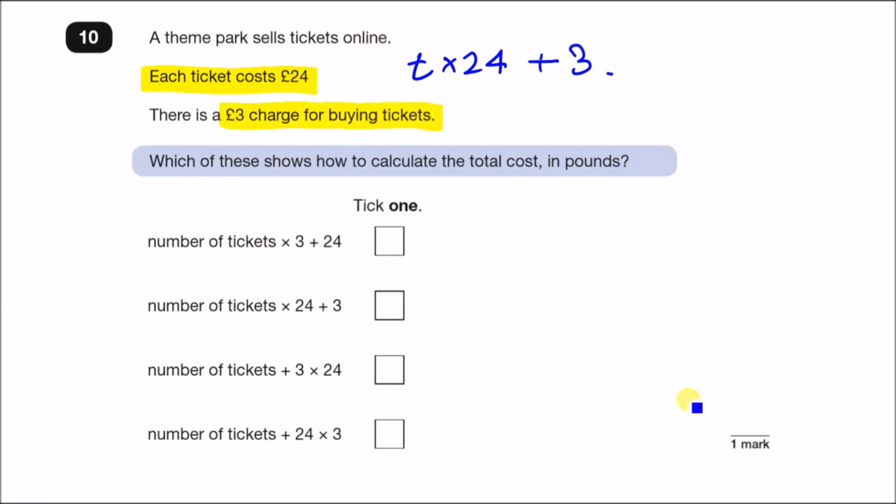Now, looking at the equations here. What do we have? It says number of tickets times 3. Nope, can't be because you're not multiplying by 3. Number of tickets times 24, add 3. Yeah, I think that's definitely it. Number of tickets plus 3 times 4. Nope, makes no sense. So that's the only answer.